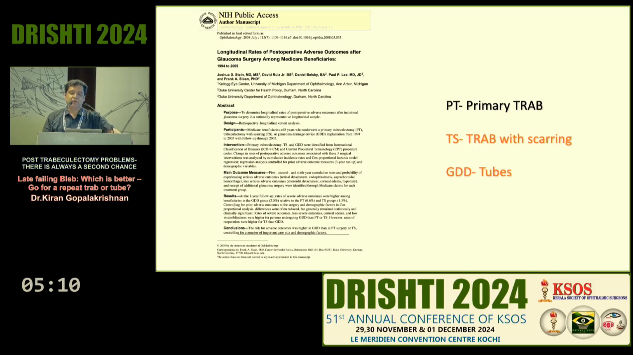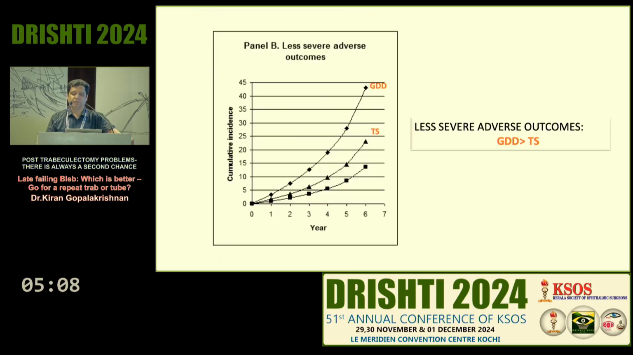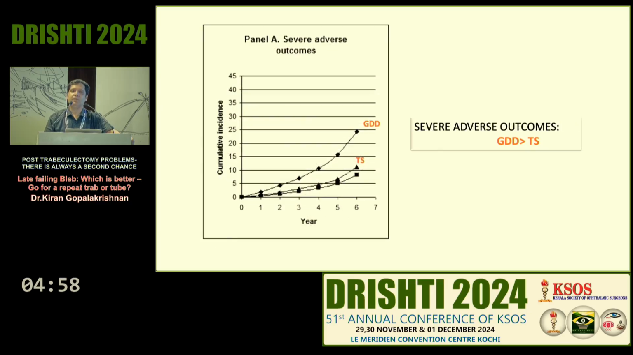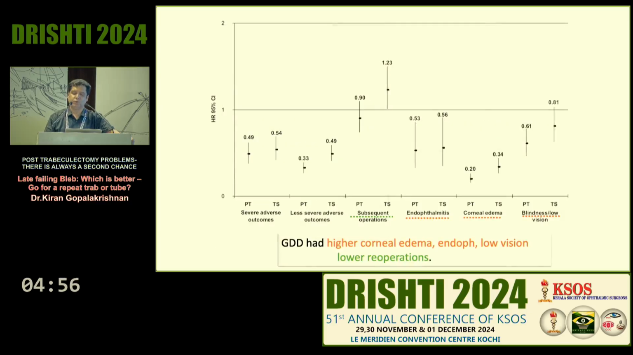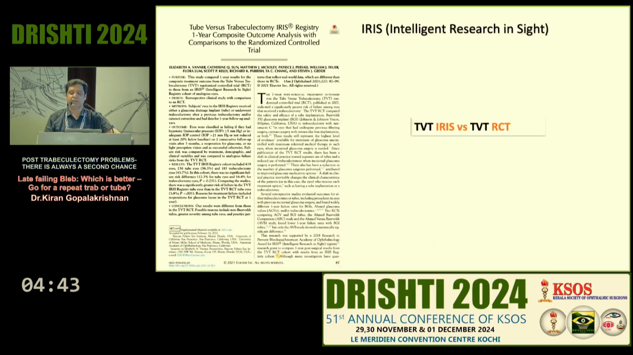We'll compare the trabeculectomy with scarring and the tubes. So here in the real world, the tube patients had more adverse outcomes compared to repeat traps. Not only in the less severe adverse outcomes, even in the more severe adverse outcomes, the tubes had greater incidences of endophthalmitis, corneal edema, and more incidences of blindness and low vision, though they had a lower reoperation rate. So the real world data is a little different from the RCTs.